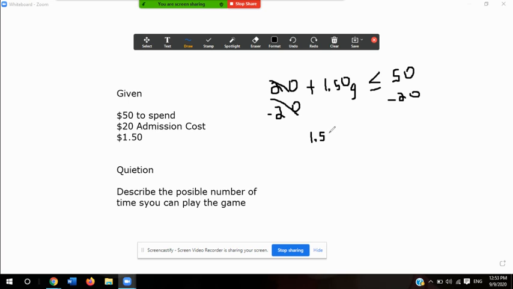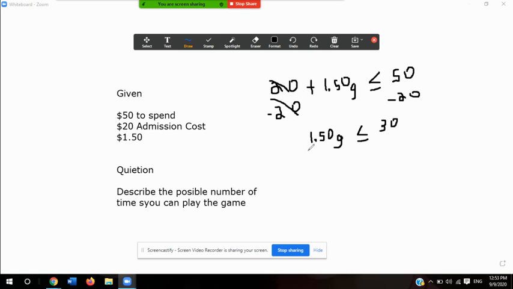It really doesn't make a difference, because if the zero is to the right of the decimal, it's just a placeholder. Anyway, for the benefit of those students that might be really visual, I'm going to go ahead and write the zero. Is less than or equal to 50 minus 20 is 30. So $30, right? I spent 20 to get in. So out of the 50, I spent 20.